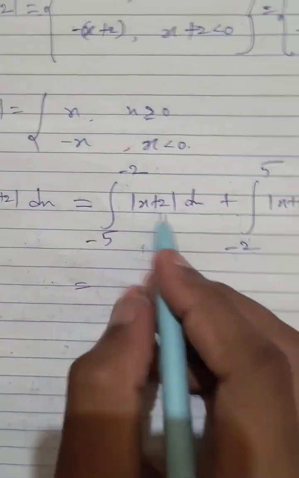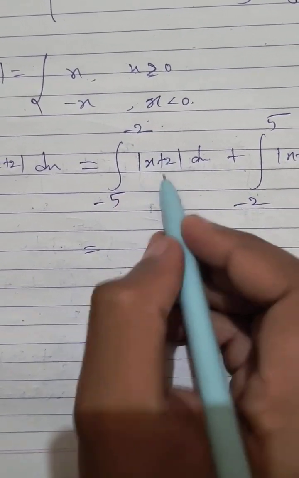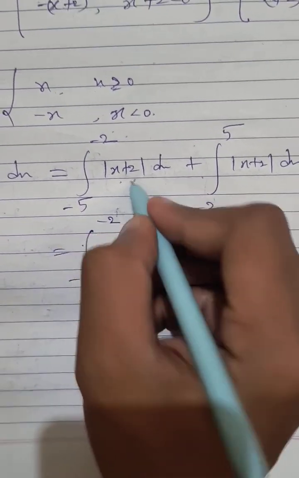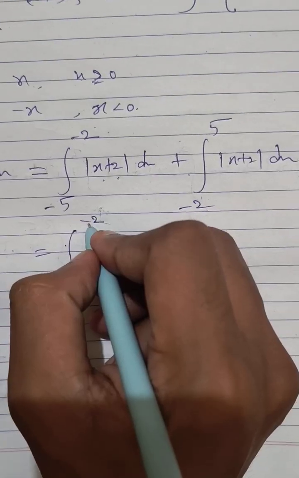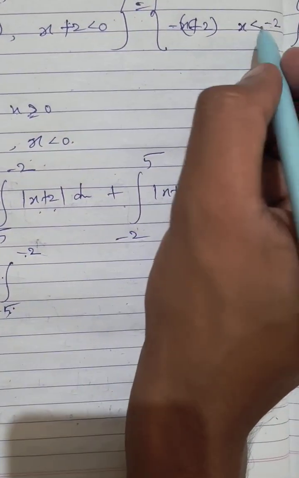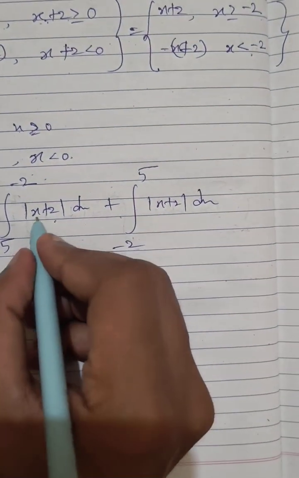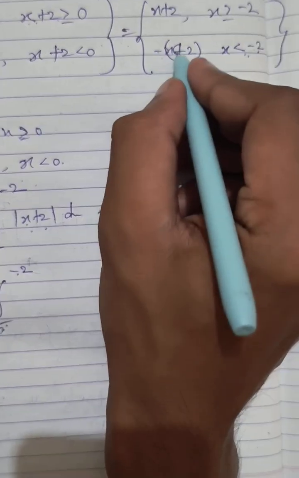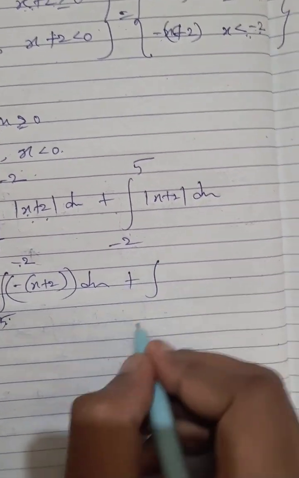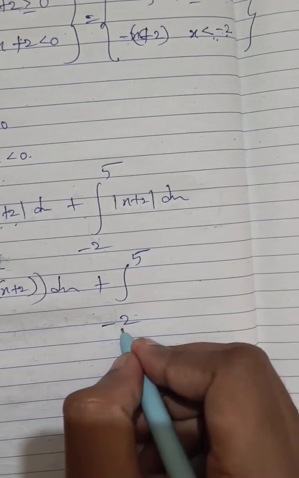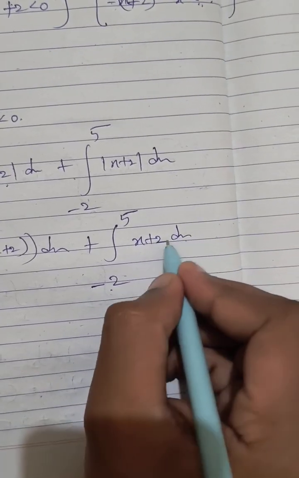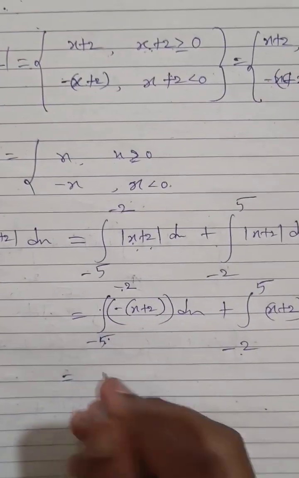So let us solve this. Within minus 5 to minus 2, what is the value of mod x plus 2? In this interval, from minus 5 to minus 2, x is less than minus 2. So the value of mod x plus 2 when x is less than minus 2 is minus of x plus 2, into dx. Plus the second interval, minus 2 to 5. When x is greater than or equal to minus 2, the value of mod x plus 2 is x plus 2 itself. Is it clear, student?